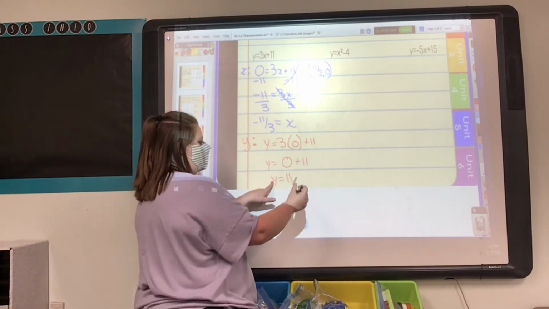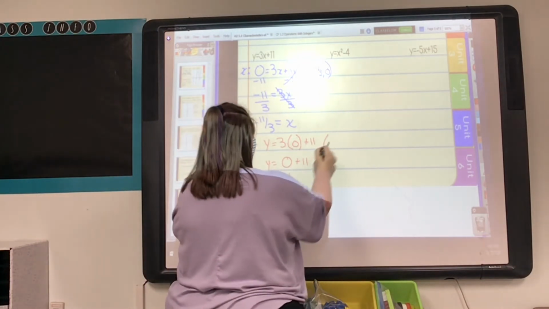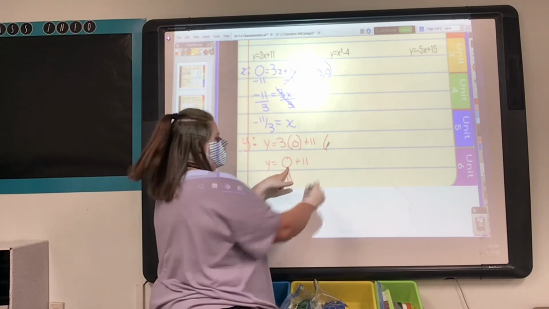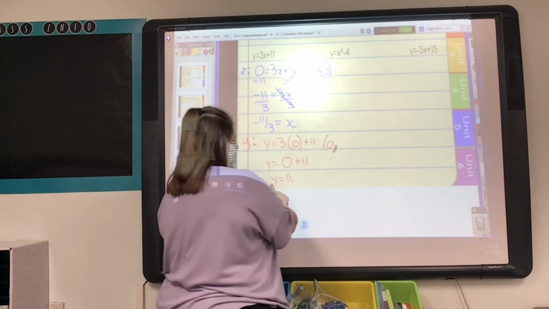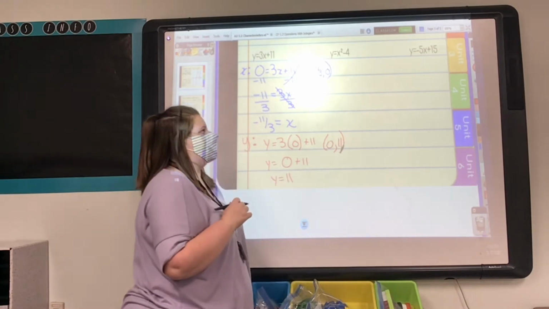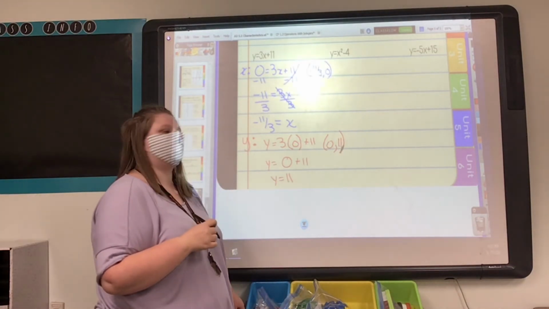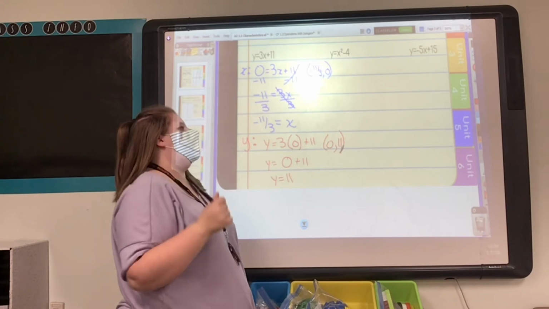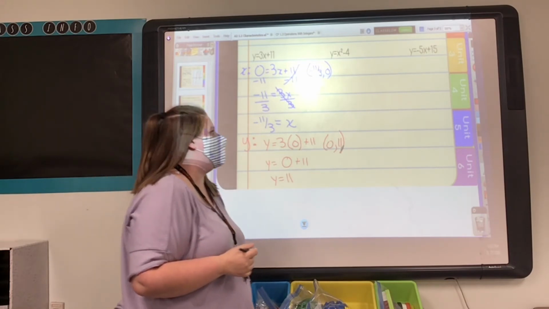So when we write our y-intercept, our x value was 0, so that's the first number. And we said y was equal to 11. So (0, 11) would be our y-intercept for that function. All right, next we have y equals x squared minus 4.